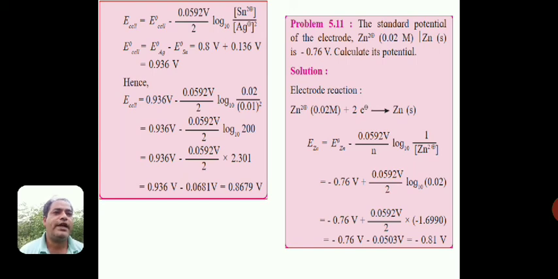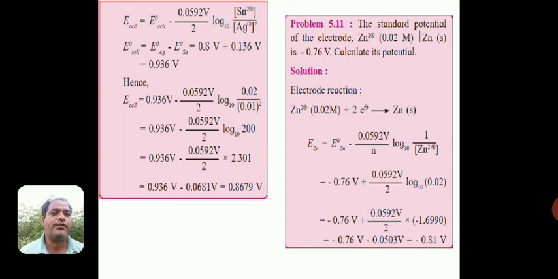That means Zn acts as an electrode and it is dipped in its own ionic solution, and its standard value is minus 0.76 volt. Calculate its potential. So they are given a problem, that is a reduction electrode, that is Zn in the vicinity of Zn2+. That means Zn is dipped in its own ionic solution, and we have to calculate its potential, and they are given a standard value, that is minus 0.76 volt.